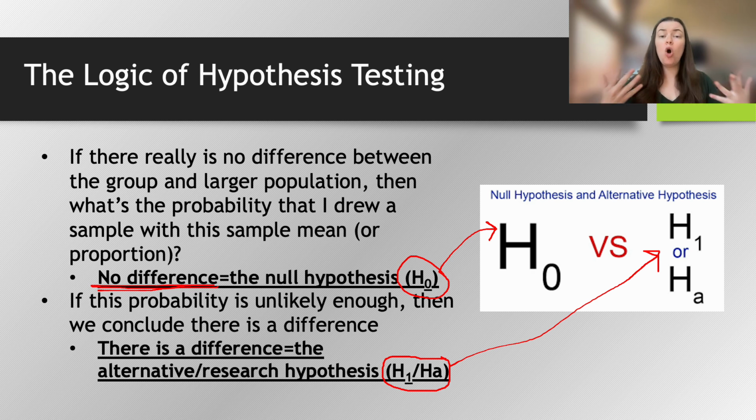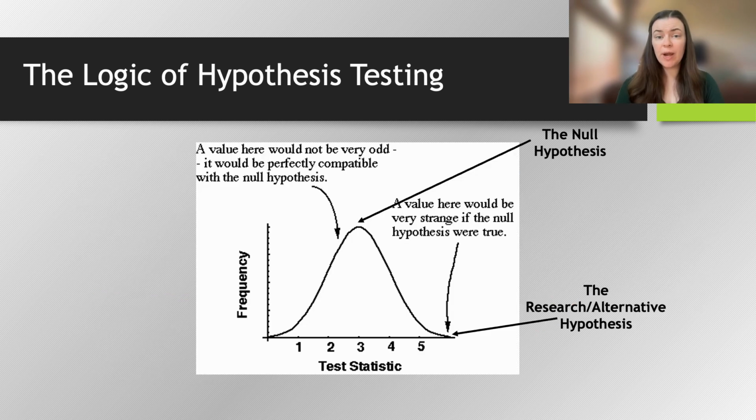So again, overall in hypothesis testing, we'll have two hypotheses at play: our null hypothesis, or our statement of no difference, and the alternative or research hypothesis, which is essentially saying there is a difference between our sample and population parameter.